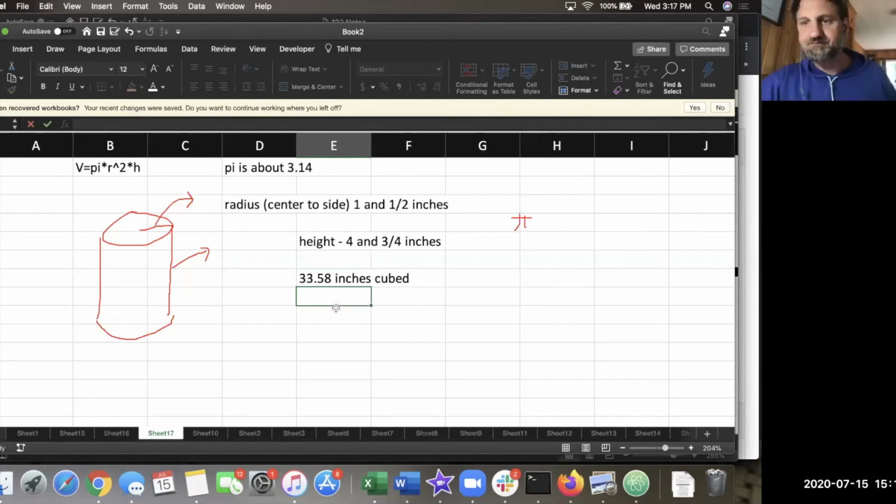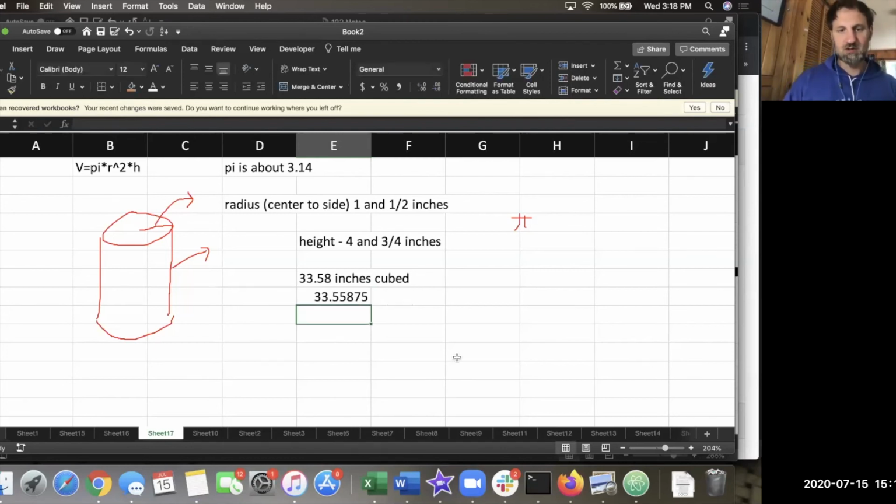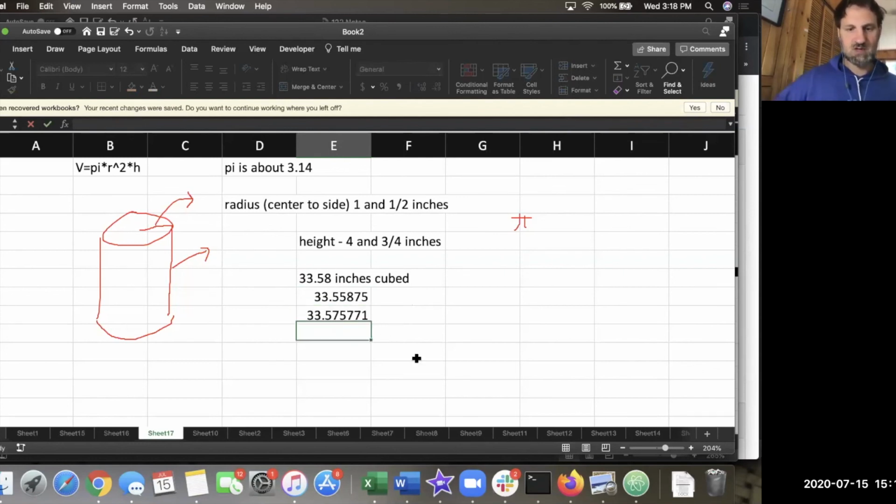Okay, let's find out. So I'm going to do it with 3.14 first, and then I'm going to do it with pi, because Excel has a pi function. 1.5 times 1.5 times 4.75. Looks pretty good. A little bit different, right? A little bit smaller, but nothing to be worried about. Let's see if using pi gives me what Emily got. 1.5, I'm going to use the exponent button there. Yeah, so that gives me the rounded version of what she got.